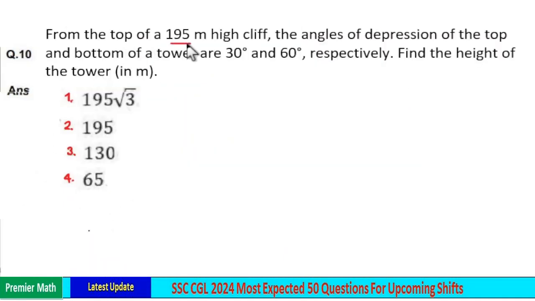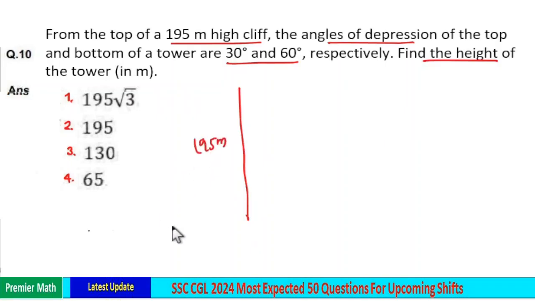From the top of a 195 meter high cliff, the angles of depression of the top and bottom of a tower are 30 degree and 60 degree respectively. Find the height of the tower. Here, this is the height of the cliff with 195 meter height. Now this is the height of the tower.